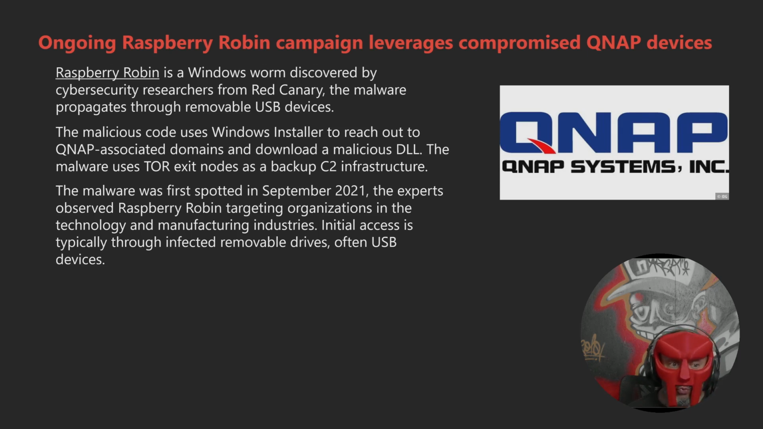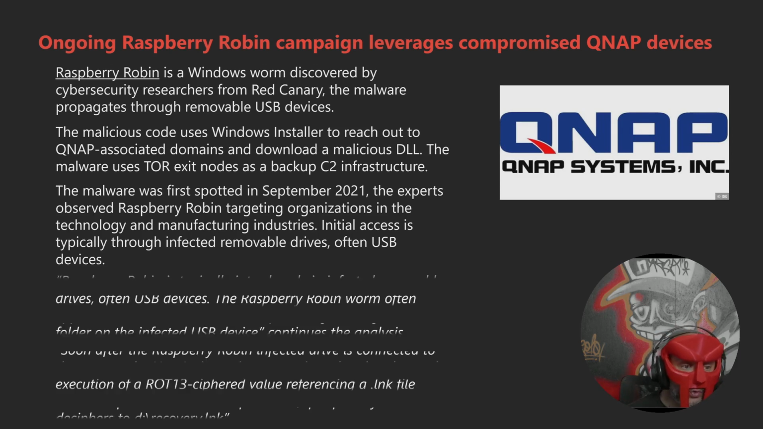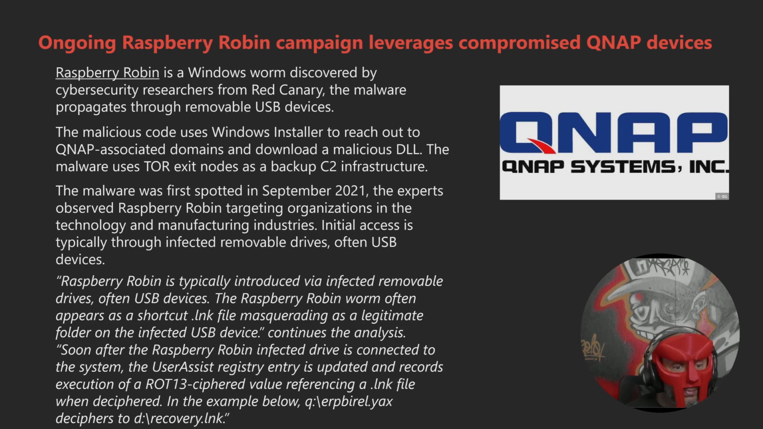The experts observed Raspberry Robin targeting organizations in the technology and manufacturing industries. Initial access is typically through infected removable drives, often USB devices. The Raspberry Robin worm often appears as a shortcut .lnk file, masquerading as a legitimate folder on the infected USB device.